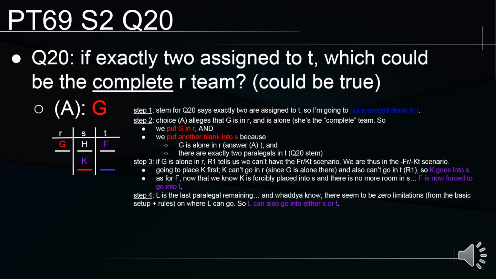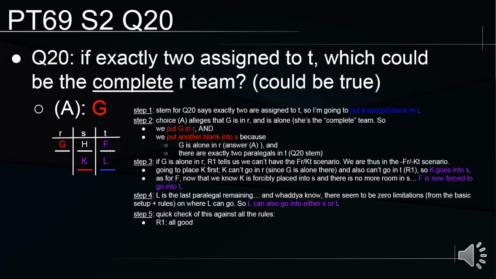Step 4, L is the last paralegal remaining. What do you know? There are just 0 limitations from the basic setup and the rules on where L can go. As we found out in question 19, L is one of our floaters, so it can go anywhere. So L can go into either S or T at this point, so that means we only have room to put it into T, because there's no more room in S. So now we have another quick diagram to check against all the rules.